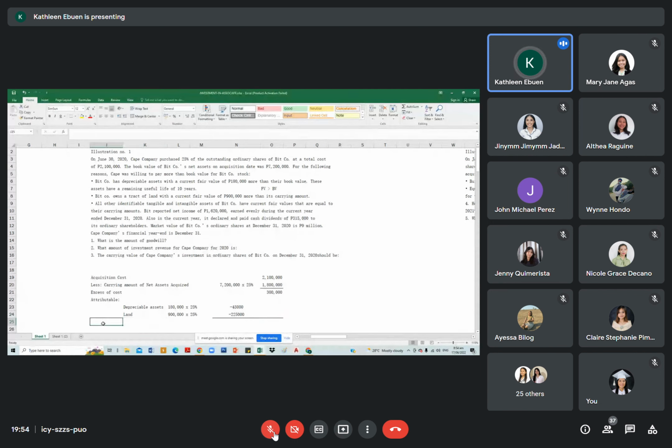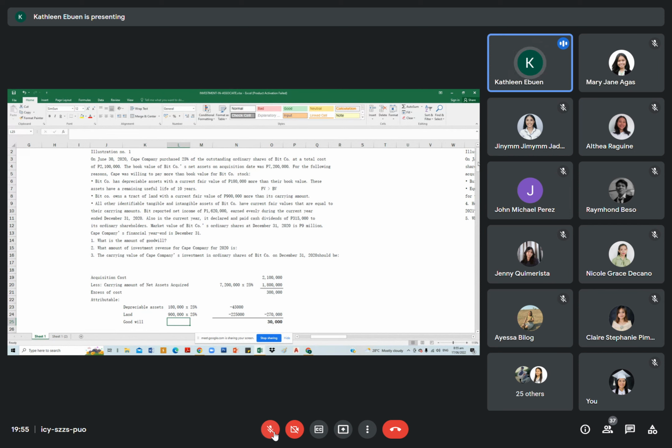How much is the goodwill? Magkano ang goodwill? 30,000 po. Okay, 30,000. Goodwill is 30,000. Kasi ito ay 270. Okay. So, ganyan class yung paghanap ng goodwill. Kukunin nyo yung difference class, ha? Kukunin nyo yung difference between the fair value and the book value.